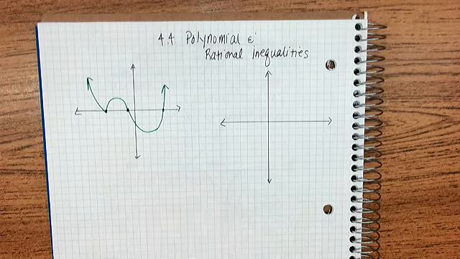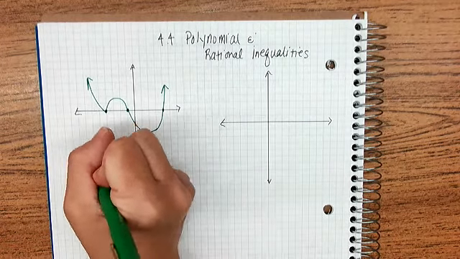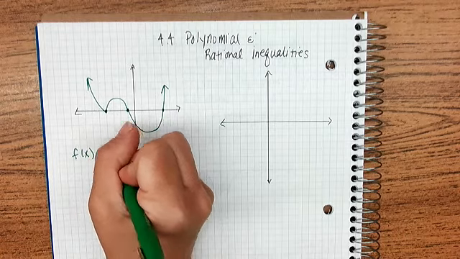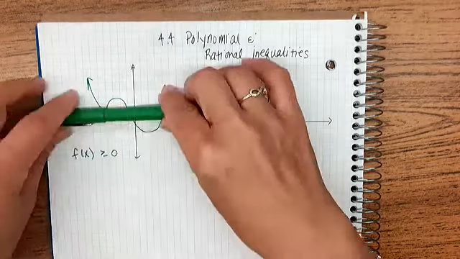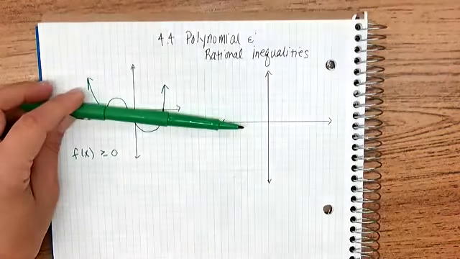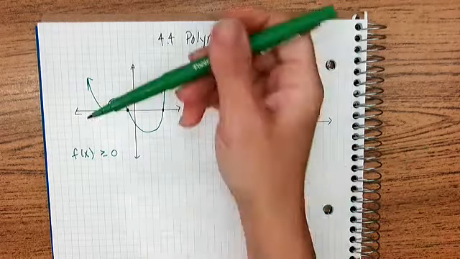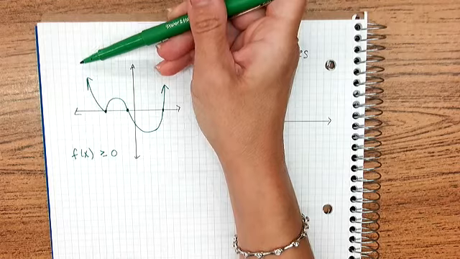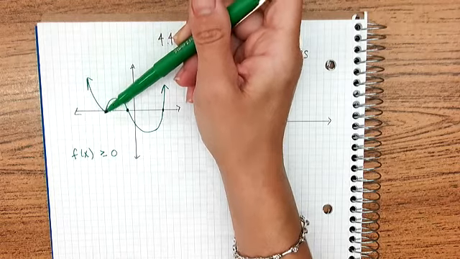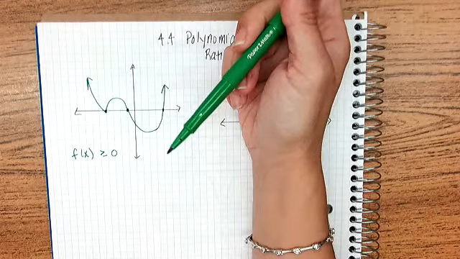If I want to know where is this random function greater than or equal to 0, f of x, same thing as y. So what I'm asking you is, where is this graph above the x-axis? Where is the graph above the x-axis? Well, you'll notice that at the x-intercept at -4, this graph is above the x-axis, and then it continues to be above the x-axis because at -4 we bounce.